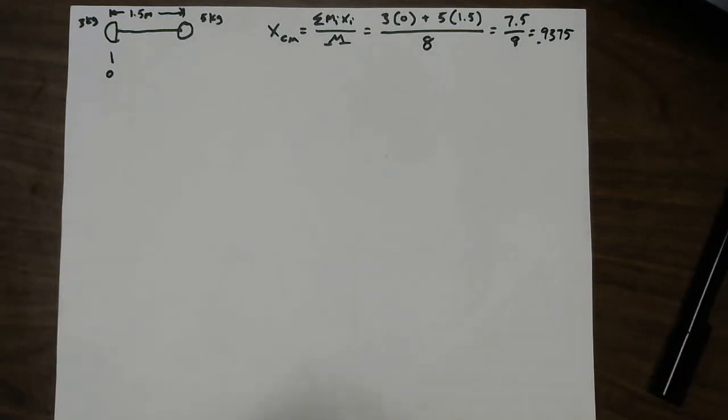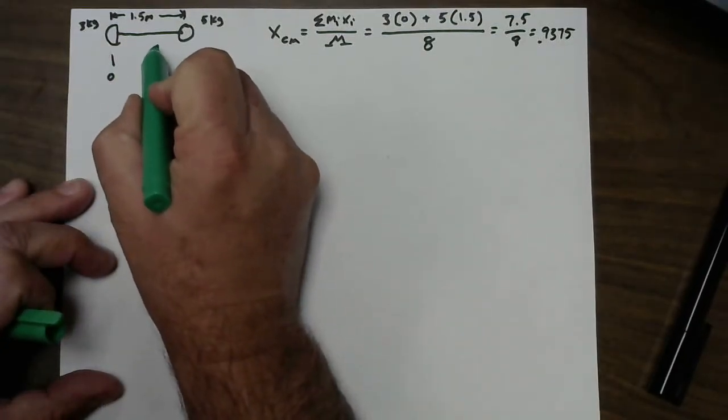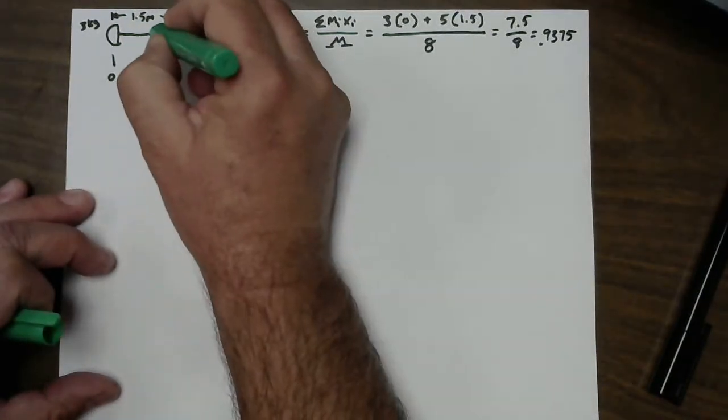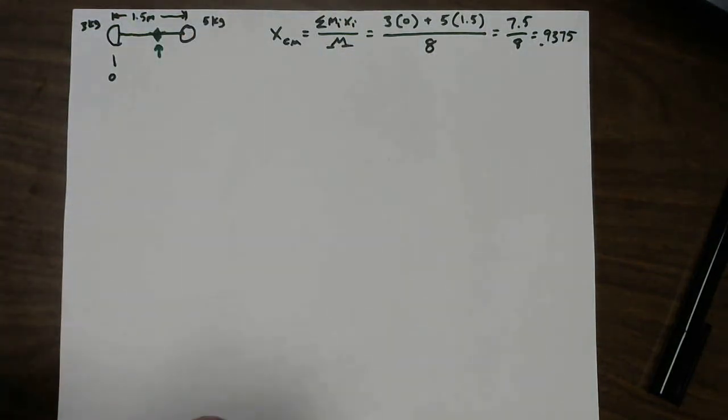So where is that on this picture? Well, we need to go almost a full meter. Not quite, but almost a full meter. So about 2/3 of the way. That's where the center of mass is going to be. Here, I'll put the little center of mass symbol right there. These pens are getting a little aged.